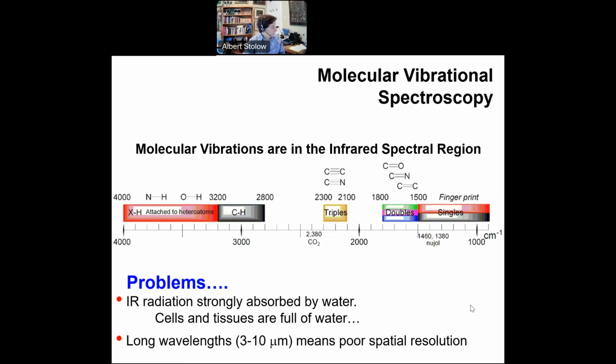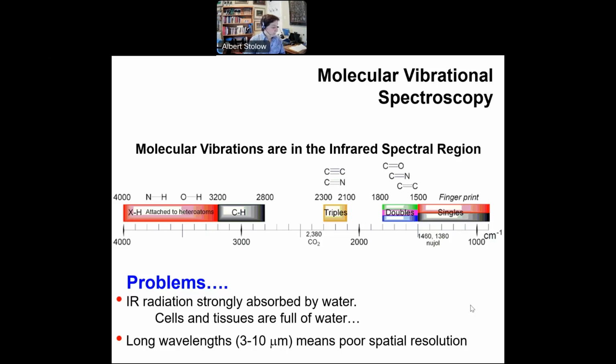But there are problems with this idea. The problem is that infrared radiation is strongly absorbed by water, and cells and tissues, biological material, is full of water. As you know, probably 90% of your body is water, and water absorbs like a black hole. So we won't be able to see inside a cell using infrared light.